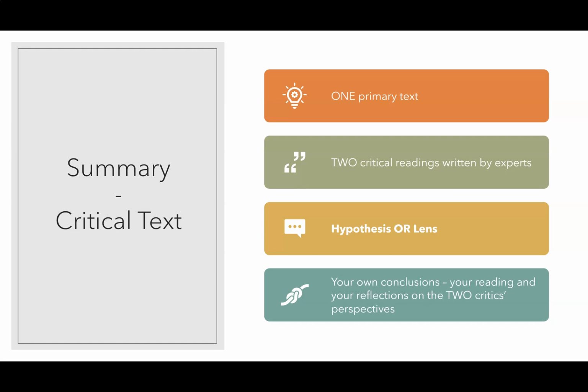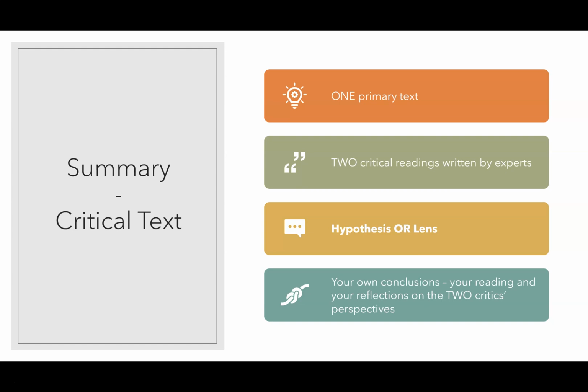You will need 2 critical readings written by experts. So this cannot just be a review written on stuff. It needs to be more sophisticated, somebody who's actually got a bit of credibility in the area that you're interested in. There are 2 versions of the standard, so you can write a hypothesis task, or you can use the lens task. Have a chat to your teacher about which one might be most useful for the topic in the text that you are interested in.